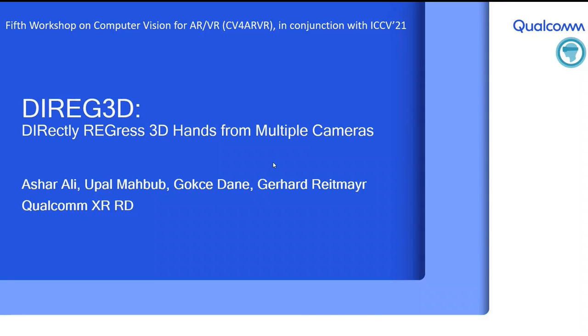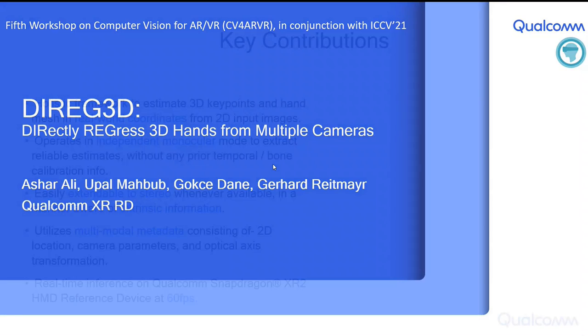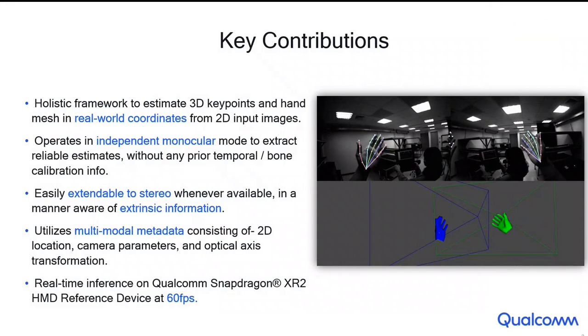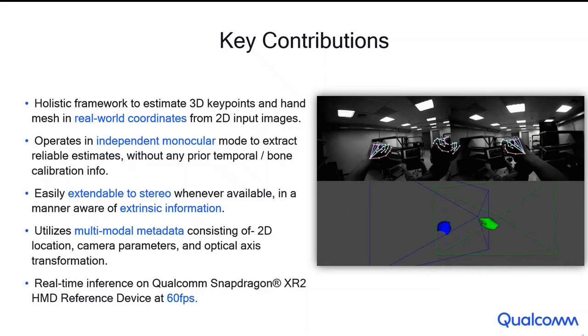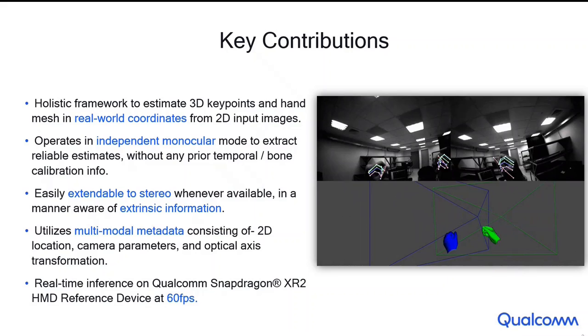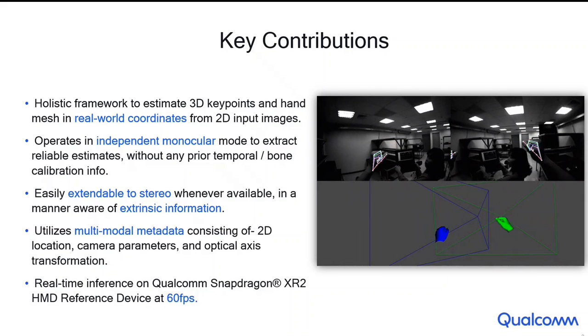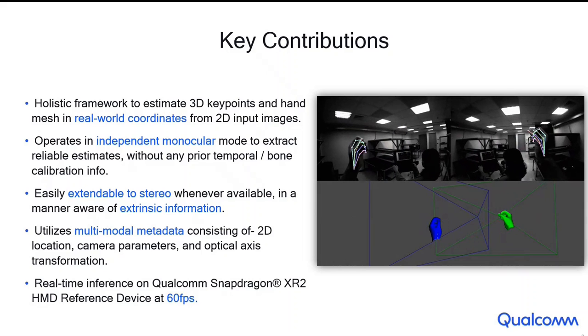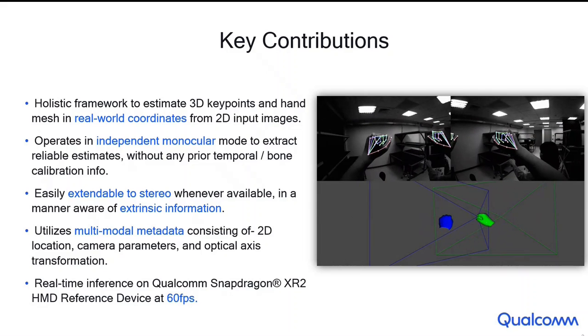DiReg3D, a holistic framework to estimate 3D key points and hand mesh in real-world coordinates from 2D input images. It operates in independent monocular mode, utilizing 2D cues and other information. Easily extendable to stereo mode whenever available, running in real time at 60 FPS on our reference HMD.